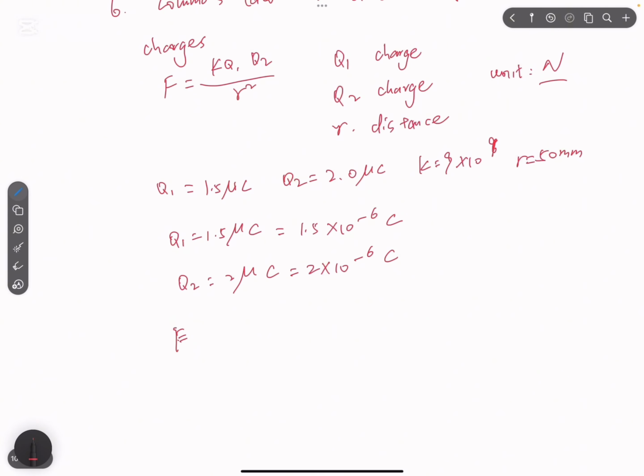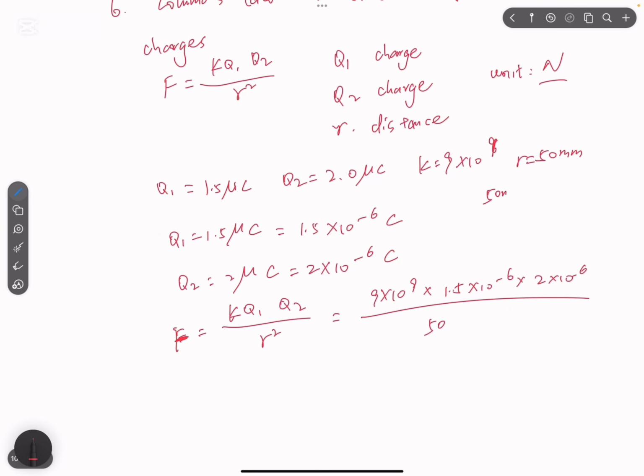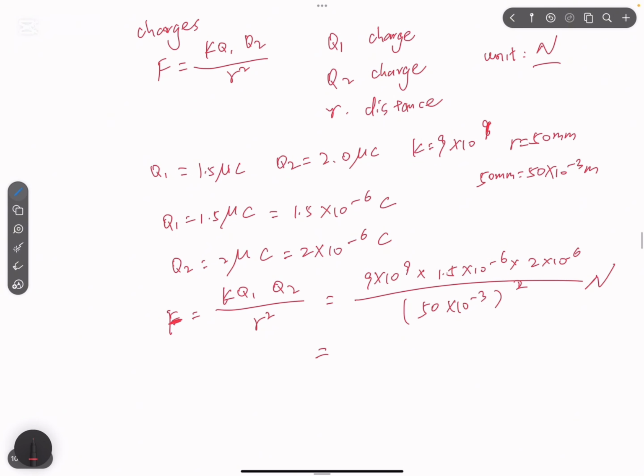So F will be K times Q1 Q2 divided by R squared, which is 9 times 10 to the 9 times 1.5 times 10 to the minus 6 times 2 times 10 to the minus 6 divided by R squared, which is 50. So 50 millimeter equals 50 times 10 to the minus 3 meter, squared. That will give us Newton. So that will be 10.8 Newton.